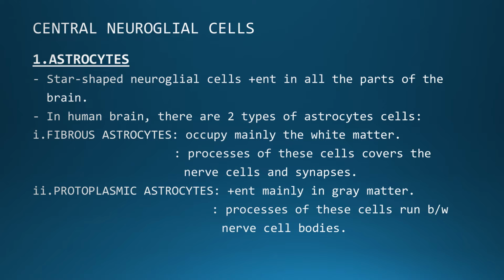Then central neuroglial cells. First one is astrocytes. The shape of astrocytes is star-shaped and they are present in all parts of the brain. In the human brain, there are two types of astrocyte cells. First one is fibrous and second one is protoplasmic. Fibrous astrocytes occupy mainly the white matter, and processes of these cells cover the nerve cell and synapse. And protoplasmic astrocytes are present mainly in gray matter, and processes of these cells run between the nerve cell bodies.